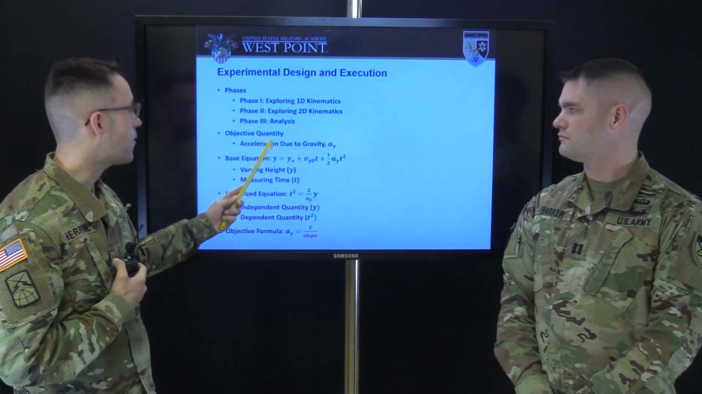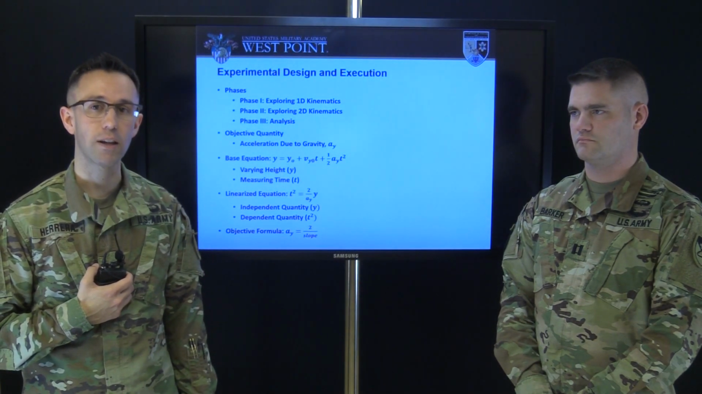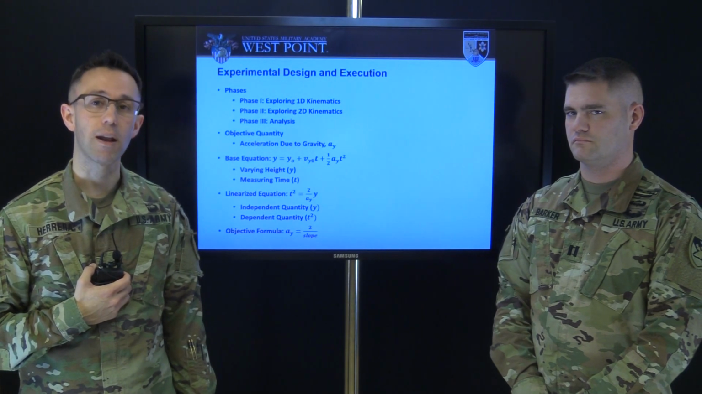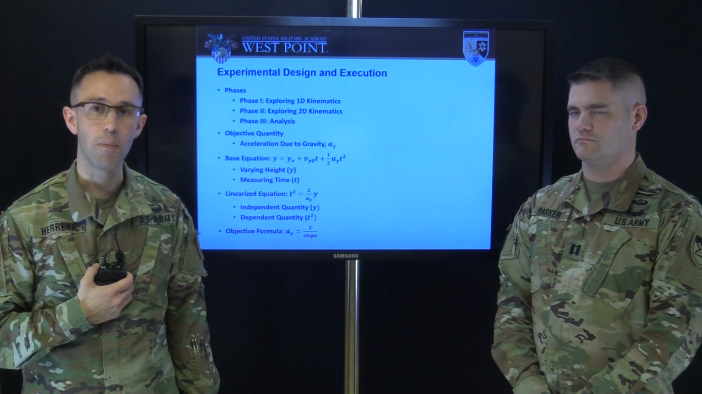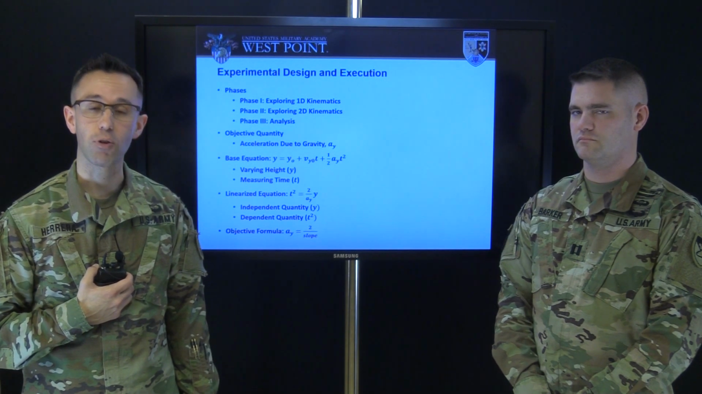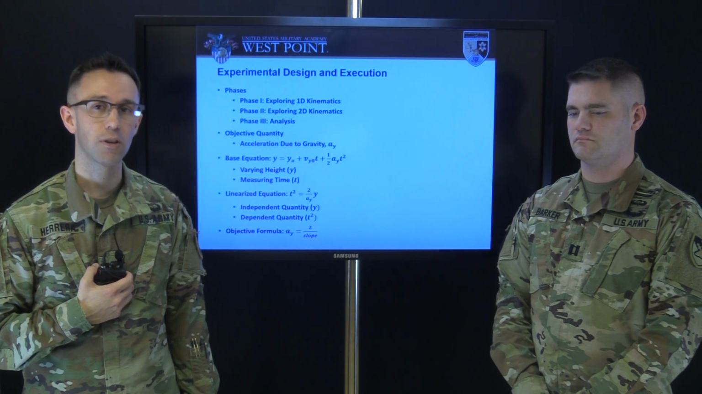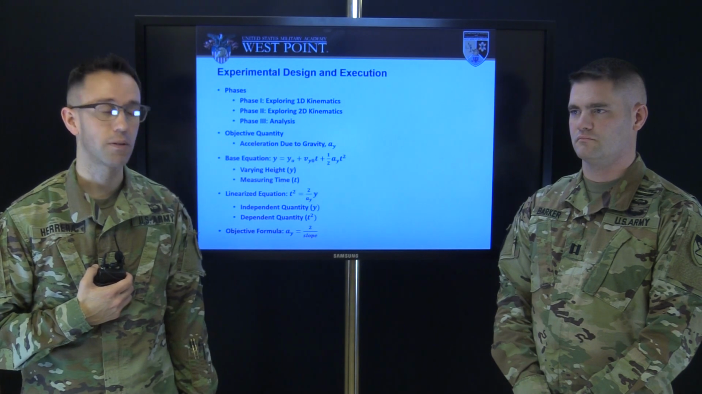So here are the 3 phases of our presentation. The first phase, we're going to look at 1D kinematics, just dropping the ball in one dimension. The second phase, we're going to look at 2D kinematics. We're going to apply a horizontal velocity using a projectile launcher and measure the time of fall at the same vertical distance. The third phase is we're going to compare both results and see what the difference may be, and some sources of error within that experiment.